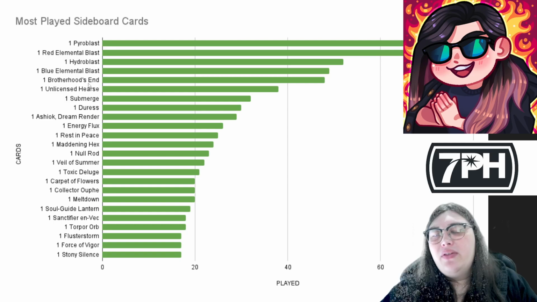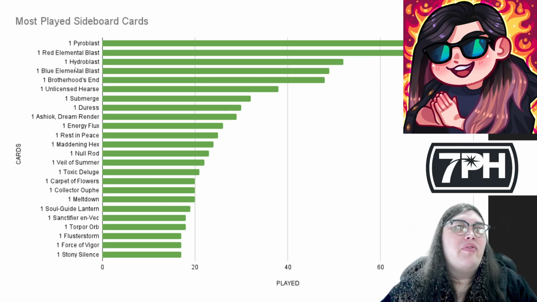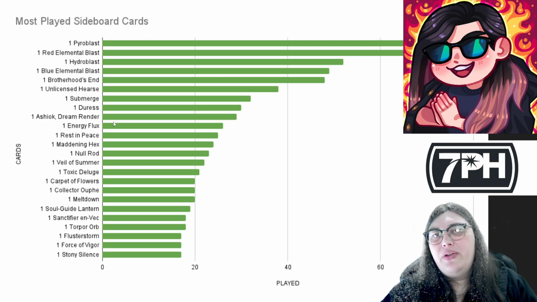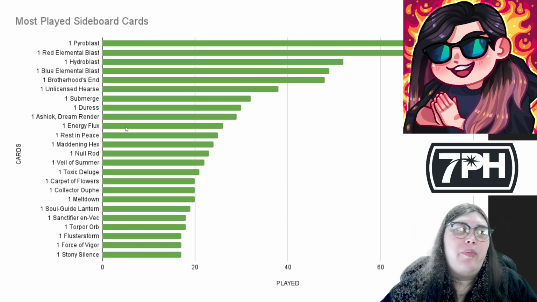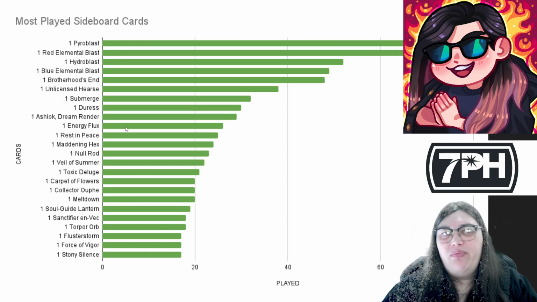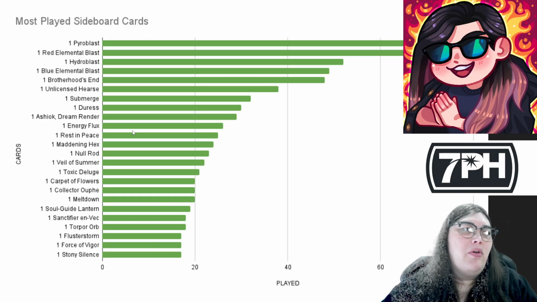Here are the most played sideboard cards. We've got some Rebs, we've got some Bebs, and your typically standard sideboard cards that you would expect. For the most part, very few sideboard cards appeared in the main deck, so there weren't too many cards that were sort of split up, but there were some notable exceptions.